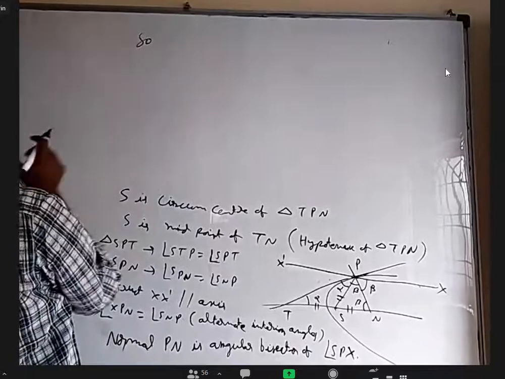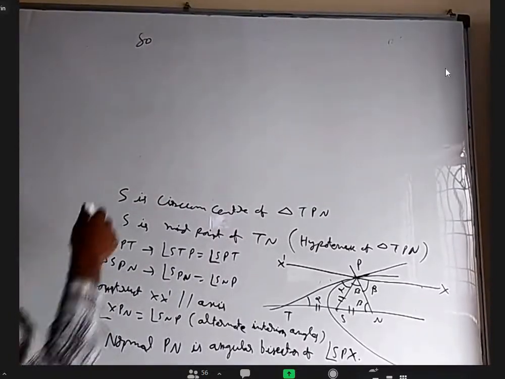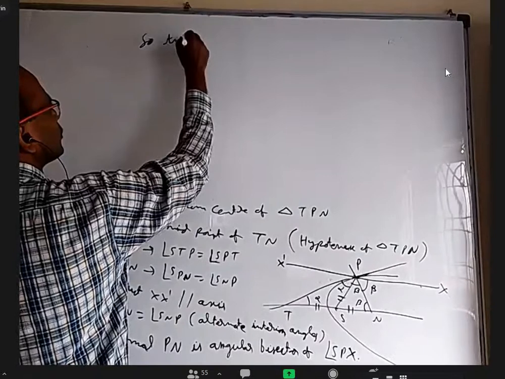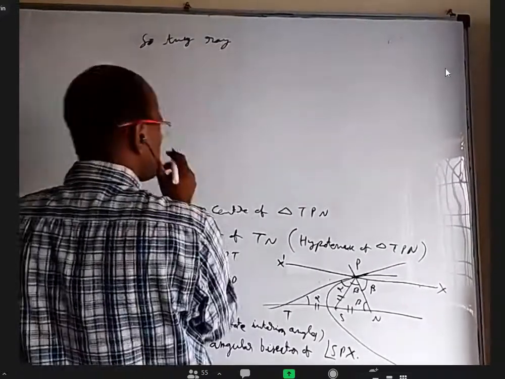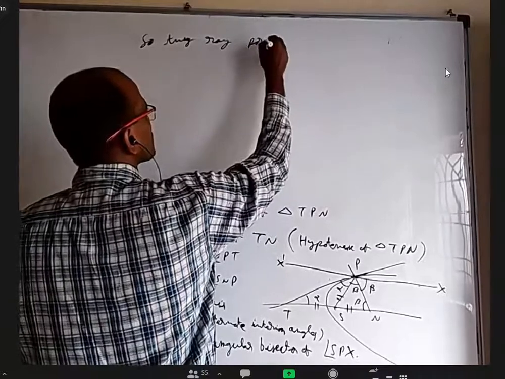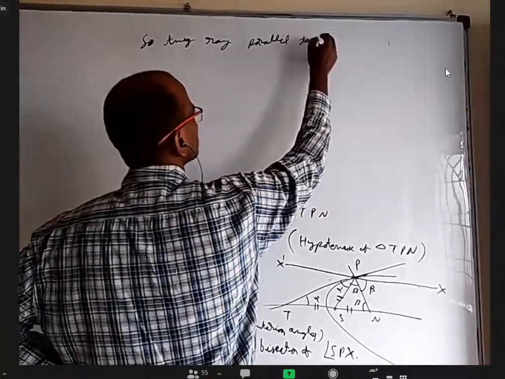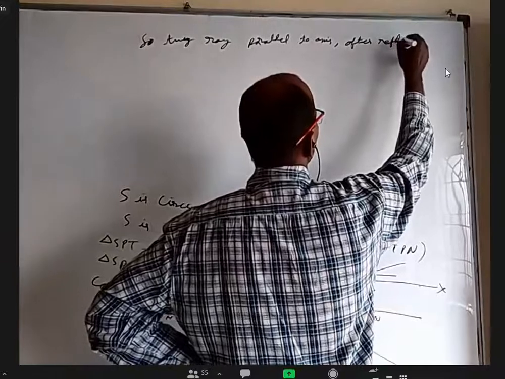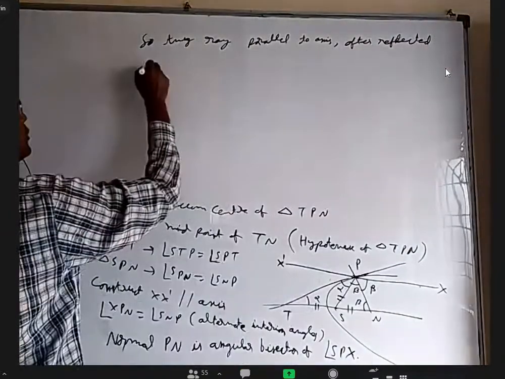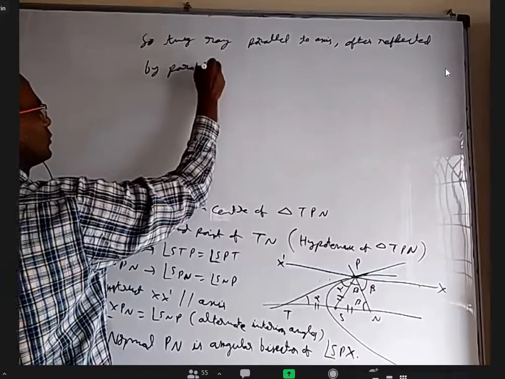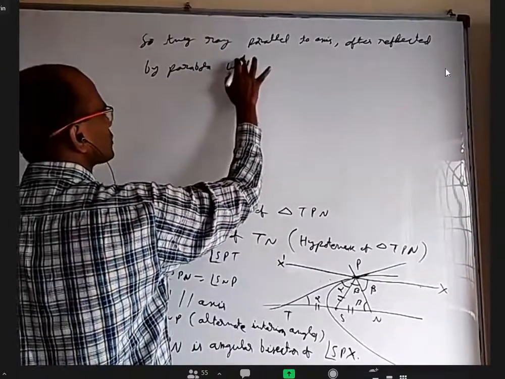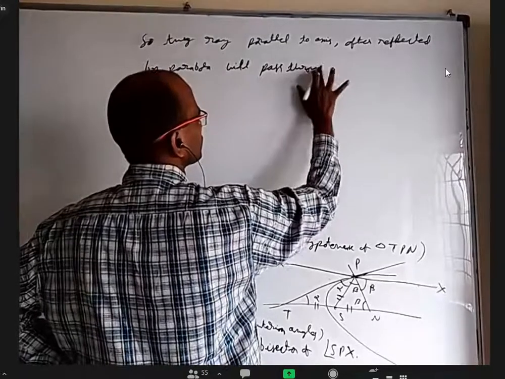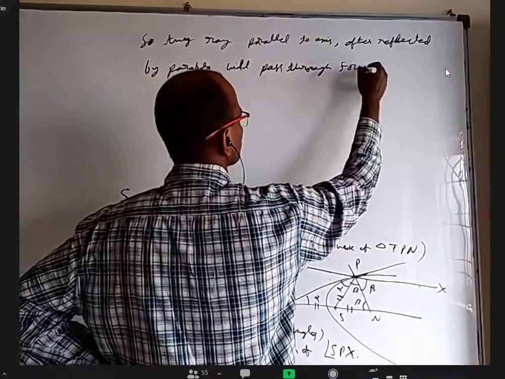So how should I write this? Okay. So any ray parallel to axis, after reflected by parabola, will pass through focus.